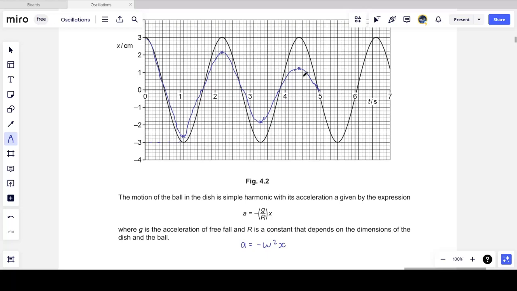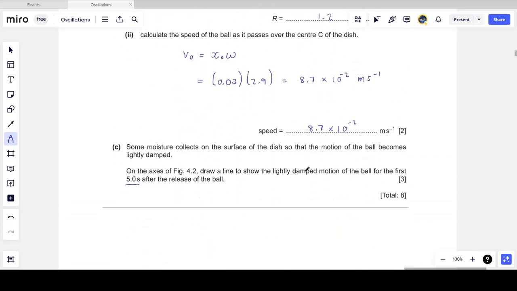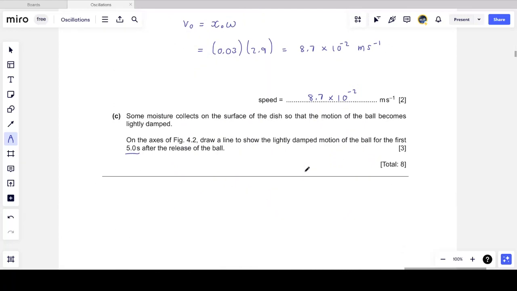So if you simply know what light damping is, you'll draw this graph in under a minute, neatly with pencil, and your understanding of the concept of light damping will help you score these 3 marks in very little time.